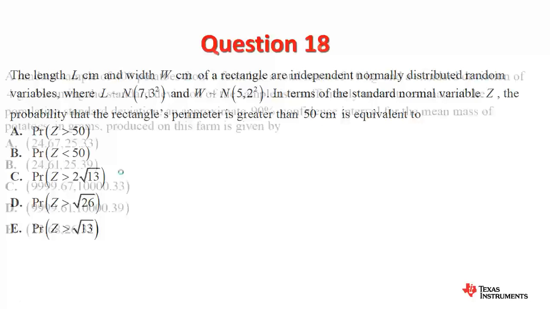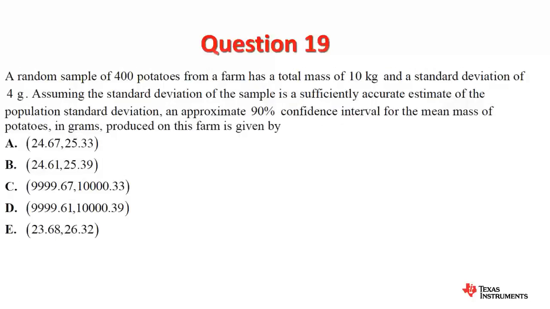Okay, so our time's almost up. Let's quickly get through questions 19 and 20. So we've got a random sample of 400 potatoes on a farm, and the total mass of them is 10 kilograms. We have a standard deviation of 4 grams as well. We want an approximate 90% confidence interval for the mean mass of potatoes.